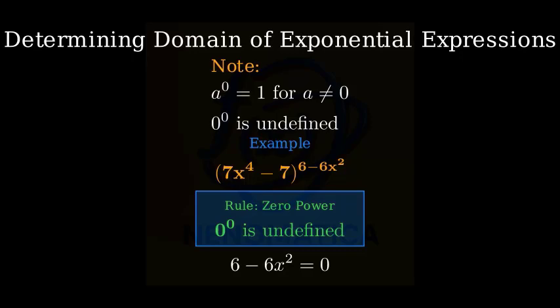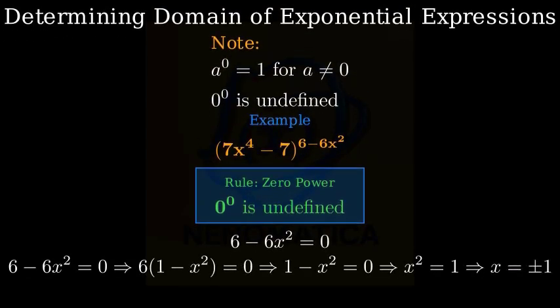We need to check two things. First, let's find where the exponent 6 minus 6x squared equals 0. This is important because if the base equals 0 and the exponent equals 0, we'll have 0 to the power of 0, which is undefined, as we noted earlier. Let's solve this equation. We can factor out 6 from the left side, giving us 6 times 1 minus x squared equals 0. Dividing both sides by 6, we get 1 minus x squared equals 0. Rearranging, x squared equals 1. Taking the square root of both sides, we get x equals plus or minus 1.